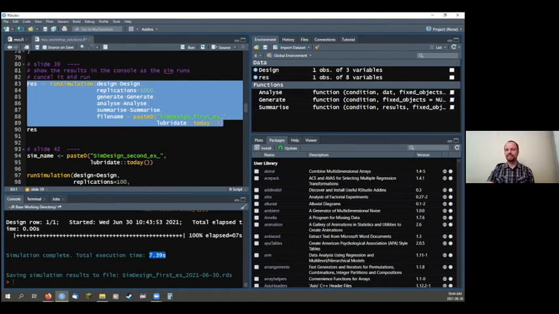So 7.39 seconds to simulate 1,000 samples and analyze them and summarize them all for me. And it also told me that it externally saves simulation results to a file with this name. So I see it's got my date and information. And it's an RDS file. So if you're not familiar with .rds, it's a way of taking our object and saving it in a format that you can import it, and it keeps all the structure.